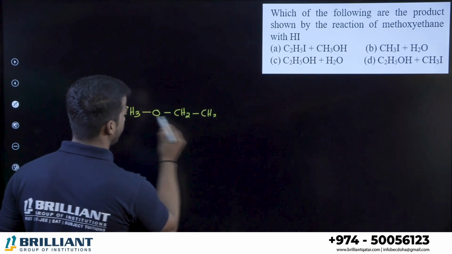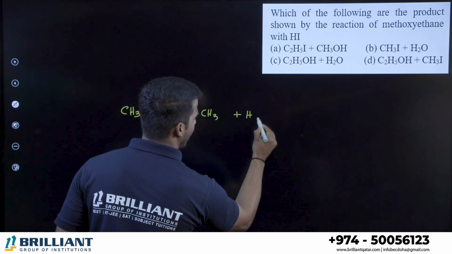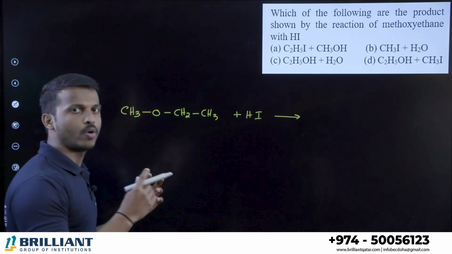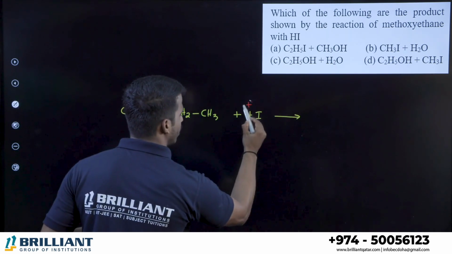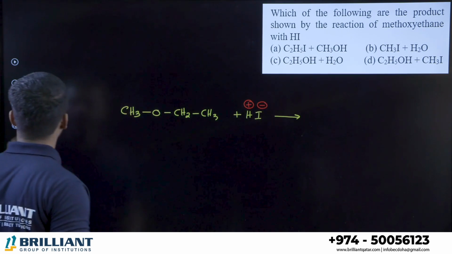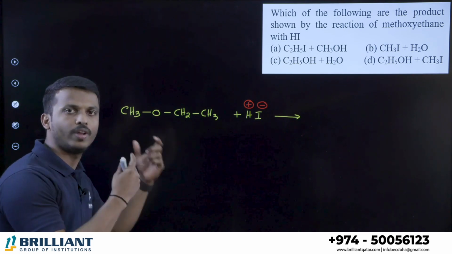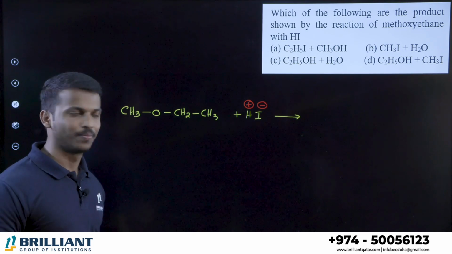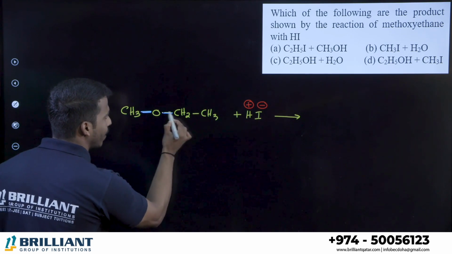Methoxyethane, right? Methoxyethane we have. It is treating with what? Hydrogen iodide. You know, the splitting of the C-O bond in ether. Hydrogen iodide means there are 2 species, H plus and I minus. If you want to react H plus and I minus here, we also need an anion and a cation. Either you can break this C-O bond or you can break this C-O bond.